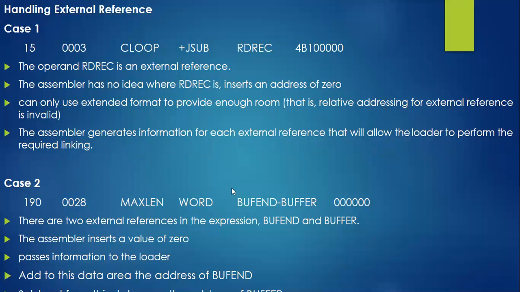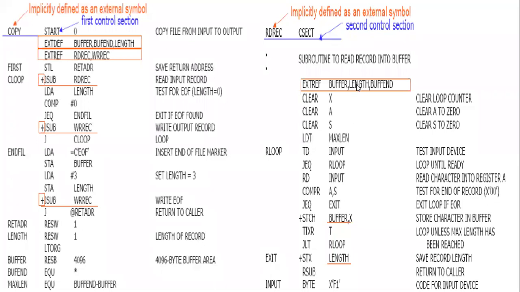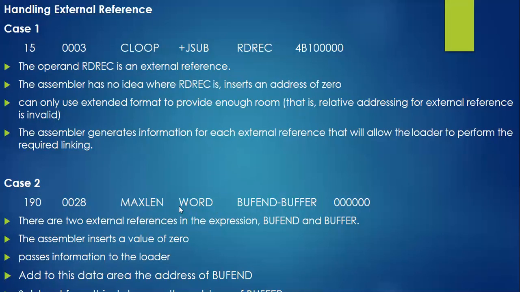See here, this is the example from control section 2. Here we are using buffer and buffer length, right? So here we don't have information about the value of buffer or buffer end, but it is defined over here. So initially the assembler will set the value as 0 itself, and later it will be computed. We'll see how it is done. There are two external references in the expression, buffer end and buffer. The assembler inserts a value of 0 and passes information to the loader.